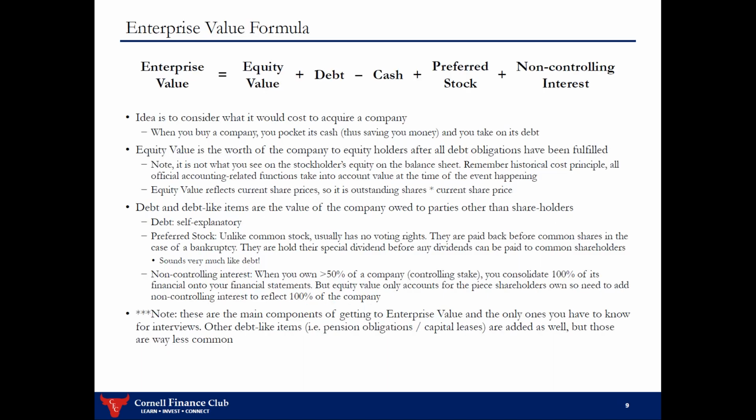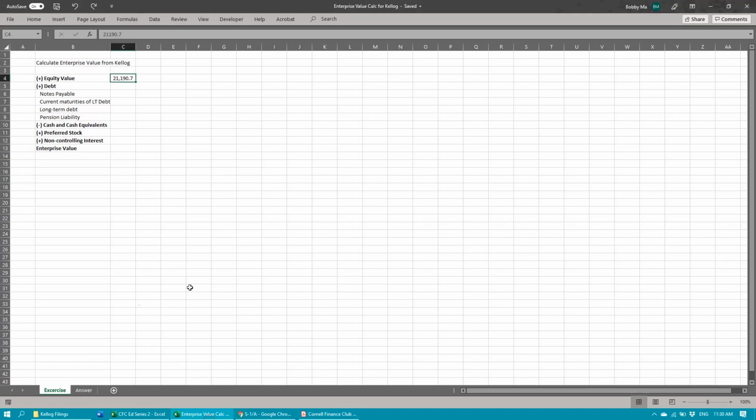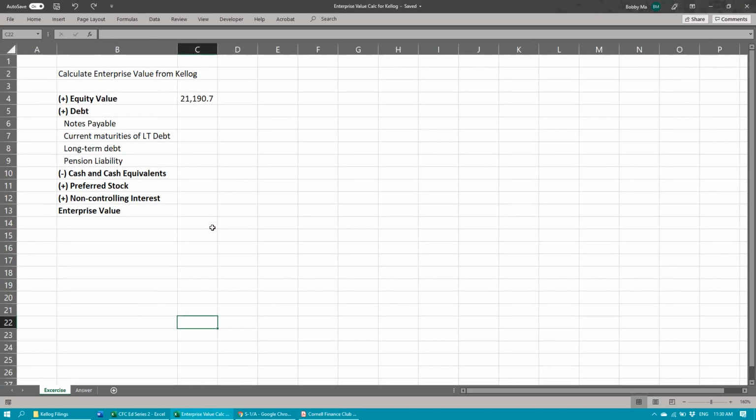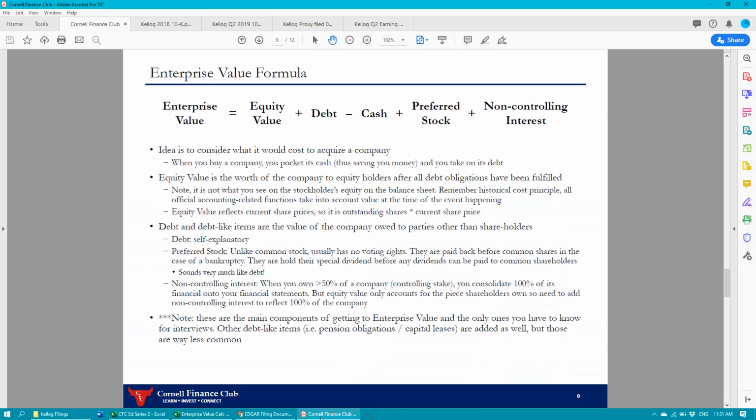Great, so now let's actually calculate Kellogg's enterprise value. You can see that this is the enterprise value for Kellogg. Equity value is from CapIQ. CapIQ is a database that basically pulls data from financial statements, and this is just their market cap as of a week ago. Now for the rest, you go to their 10Q to figure out where that is.